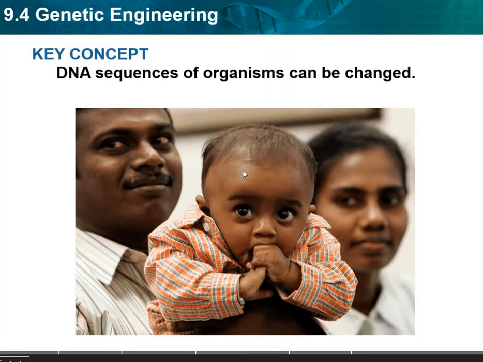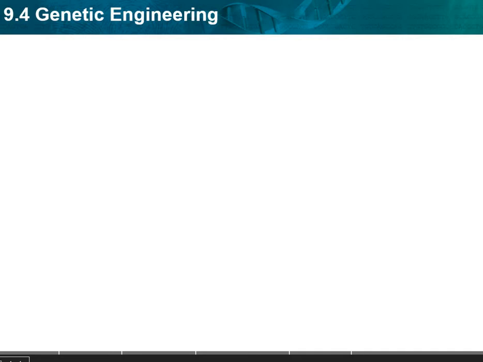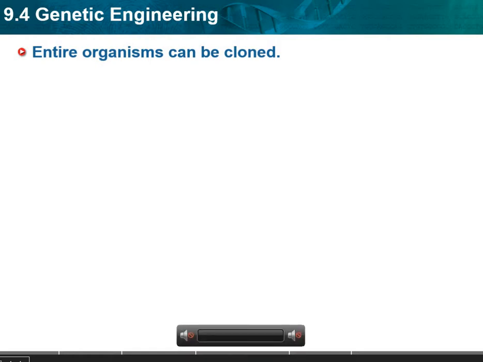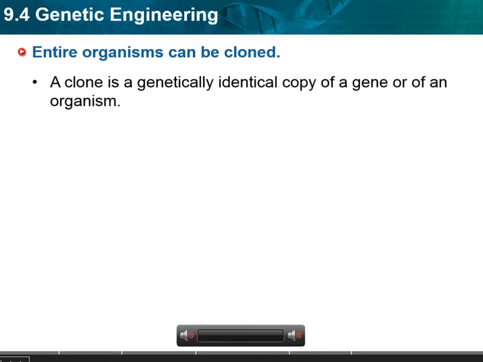Okay, so in section 4, we're going to look at genetic engineering. So how are scientists able to put genes of one organism into another? First off, entire organisms can be cloned. A clone is a genetically identical copy of a gene or an organism.